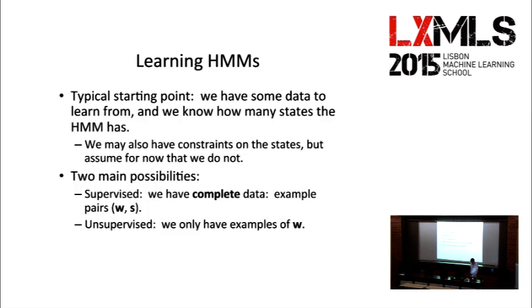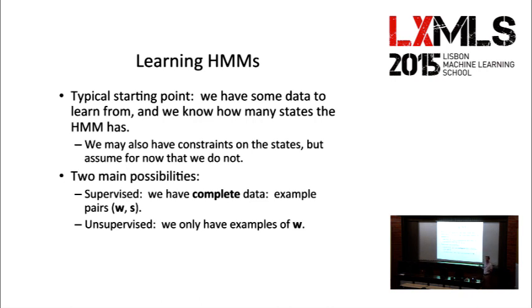OK, so our typical starting point when we learn HMMs is to say that we have some data and we know how many states the HMM has. There are variants of this where we don't know the number of states. I'm just not going to talk about that today. You can imagine what you might do or look it up in a textbook. We might also have some constraints on the states, like in BIO labeling, you can never have an I follow an O. I always has to come after another I or a B. Otherwise, it's just not a well-formed output. Those kinds of constraints are not hard to encode, but let's not worry about them right now. Let's assume all the states can transition to all the other states.